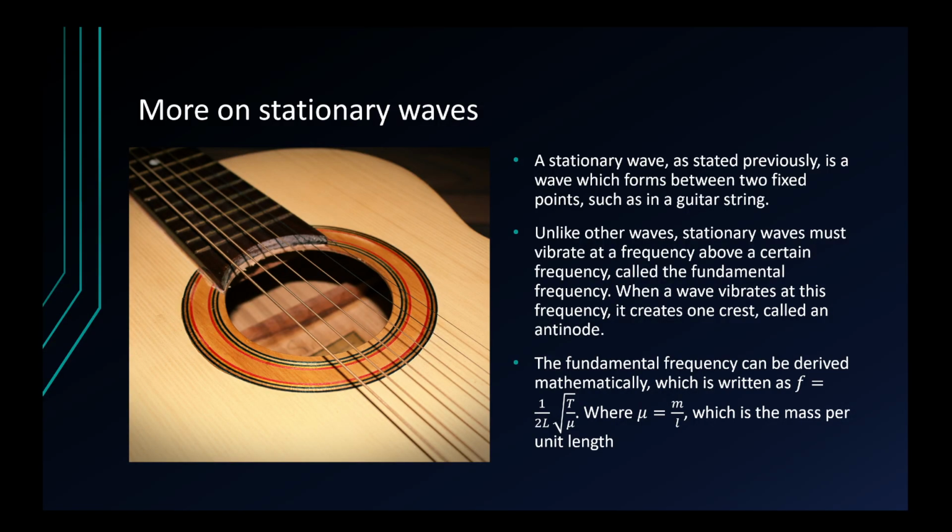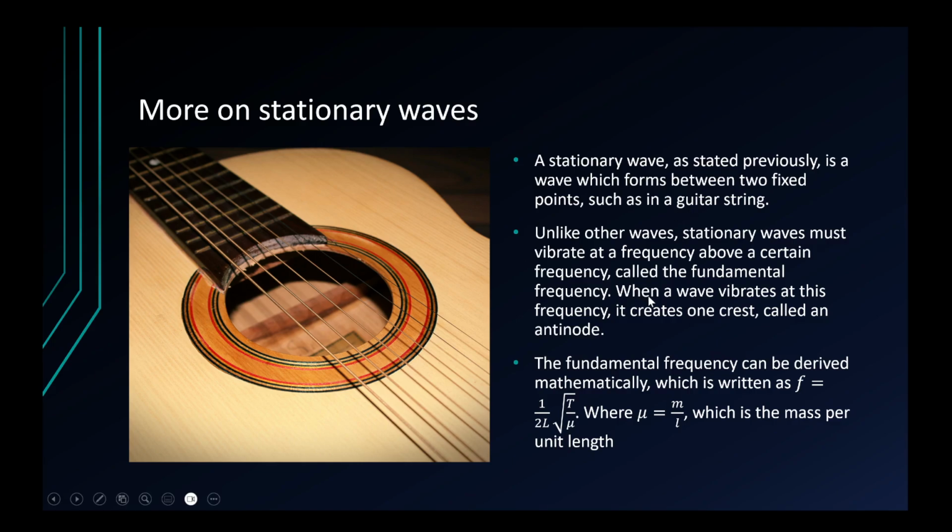So this is going to be a video just quickly about stationary waves, because it's a term I've mentioned a few times before, but never formally defined. A stationary wave is a wave which forms between two fixed points, such as a guitar string. So there's two fixed points. If you pluck a guitar string, it will start vibrating up and down.